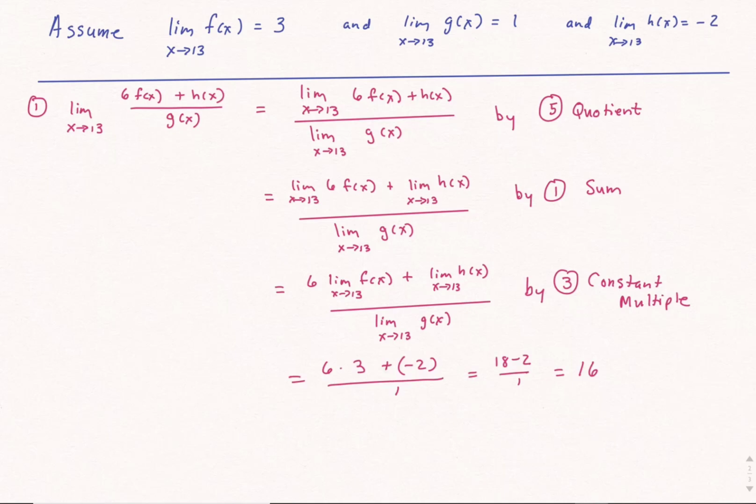If you just wrote down 16 as an answer, you would get absolutely no credit. The point of this is to show that you can step by step use the limit laws to come up with the correct answer. Let's do another example.